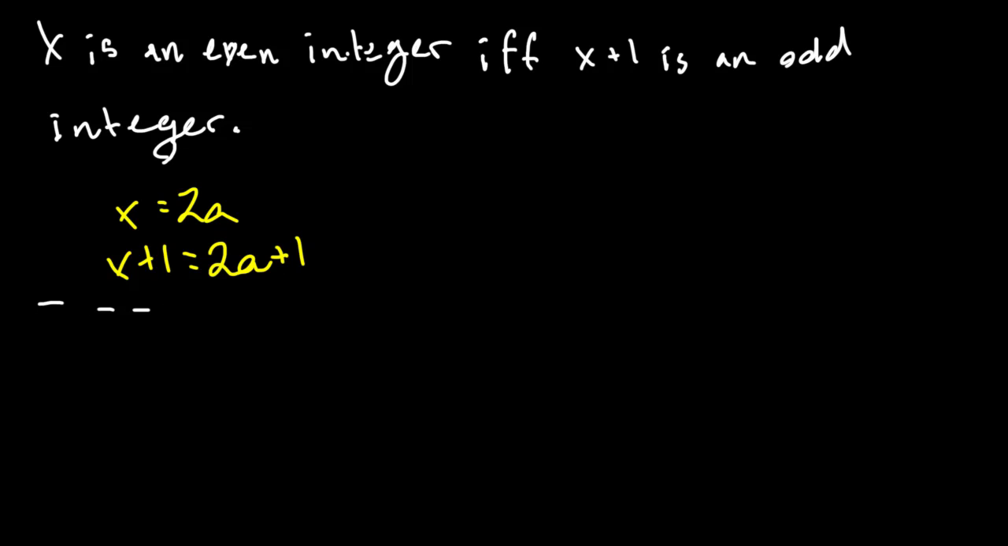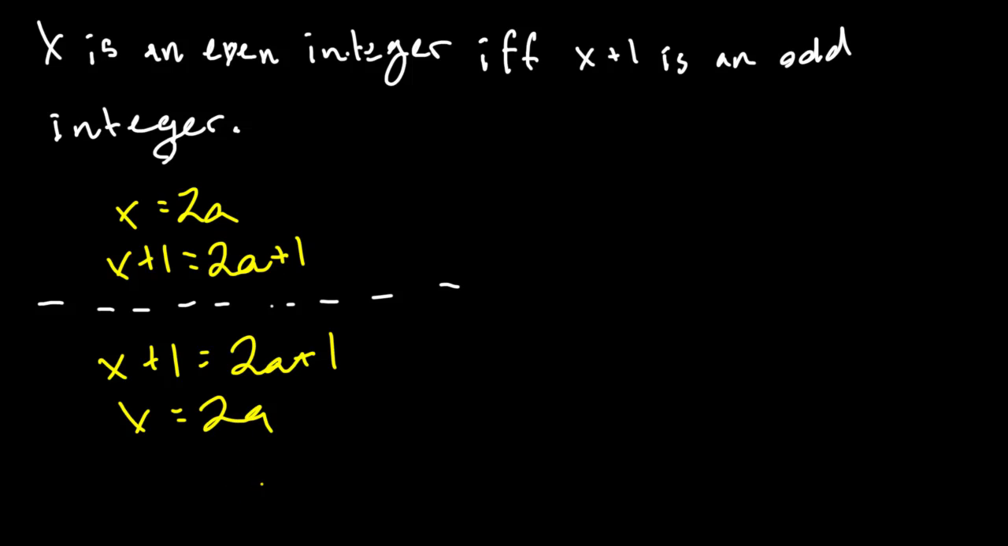So great, we just proved it going one direction, but now we have to prove it going the other direction. So here, let's make a little dotted line just to separate this and not confuse anybody. Now we're going to show if x plus 1 is an odd integer, then x is an even integer. So let's say x plus 1 is an odd integer, so we'll say that this is equal to 2a plus 1. And we want to get to x somehow, so let's subtract 1 from both sides of our equation. We'll say x is equal to 2a. Oh, and what do you know? x equals 2a is our definition for being an even integer.